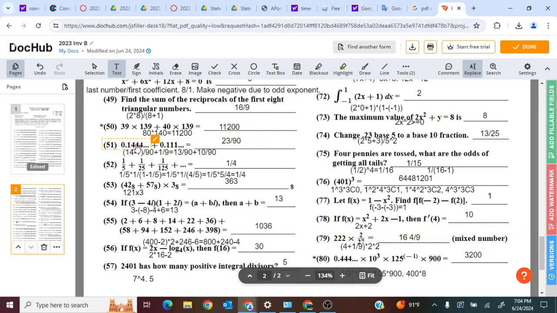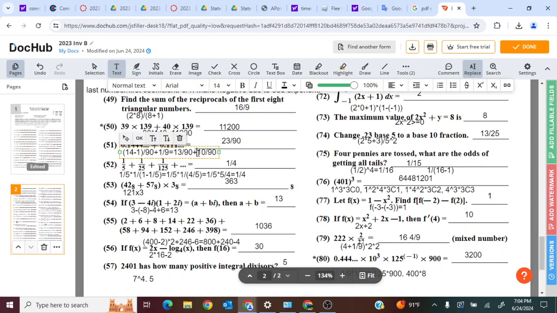Okay, this is another one of your repeating tricks. 14 and then only the 4 is repeating, which means you subtract this 1 and you divide it by 90 instead of 99. So 14 minus 1 over 90 plus 1 over 9. Change this to 10 over 90 and you get 23 over 90.